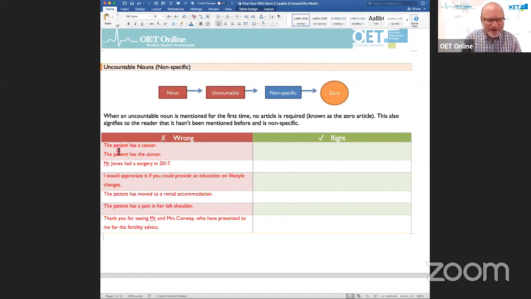So here's two wrong examples. The patient has a cancer. The patient has the cancer. They're both wrong. I'll do the first one for you. We simply write the patient has cancer. Simple, no article required.